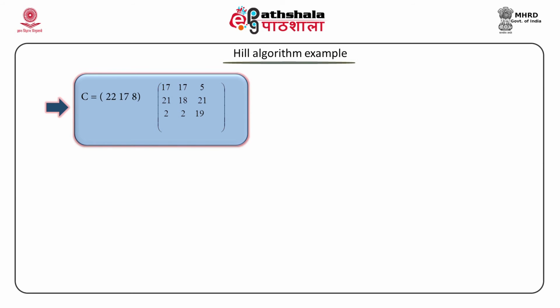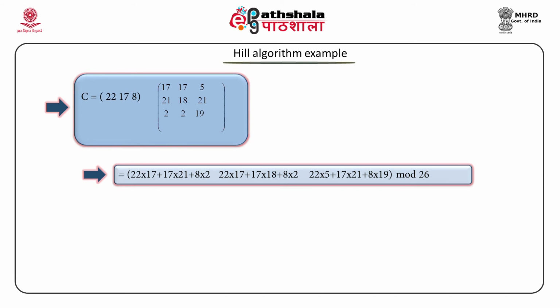Matrix multiplication, how it is performed, once again let me remind you: the row should go with the first column of the key. So, 22 multiplied by 17 plus 17 multiplied by 21 and 8 multiplied by 2. That would give you the first ciphertext character. Rest of the things you can repeat. 22 multiplied by the second column's first character, that is 17, 17 by the second character, 8 by the third character. That would give you the second cipher alphabet.